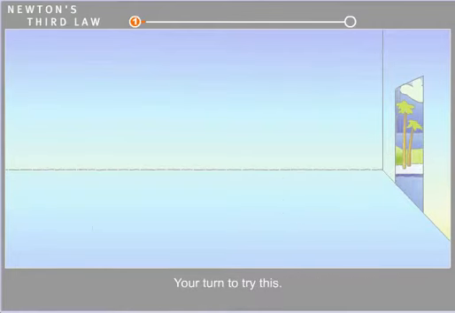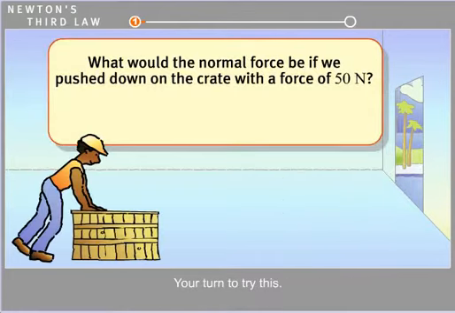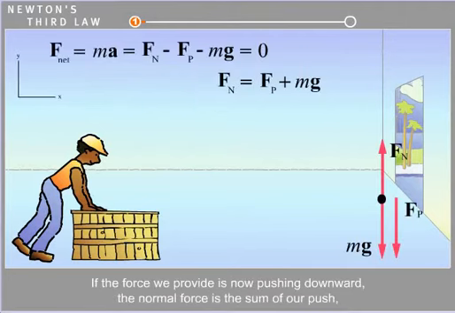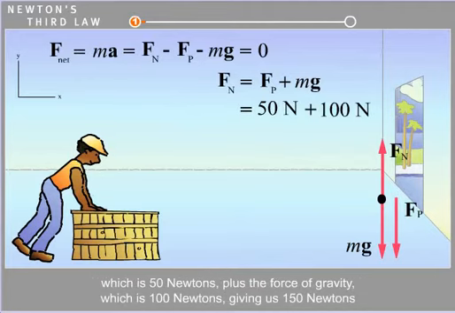Your turn to try this. What would the normal force be if we pushed down on the crate with a force of 50 newtons? Correct. If the force we provide is now pushing downward, the normal force is the sum of our push, which is 50 newtons, plus the force of gravity, which is 100 newtons, giving us 150 newtons.